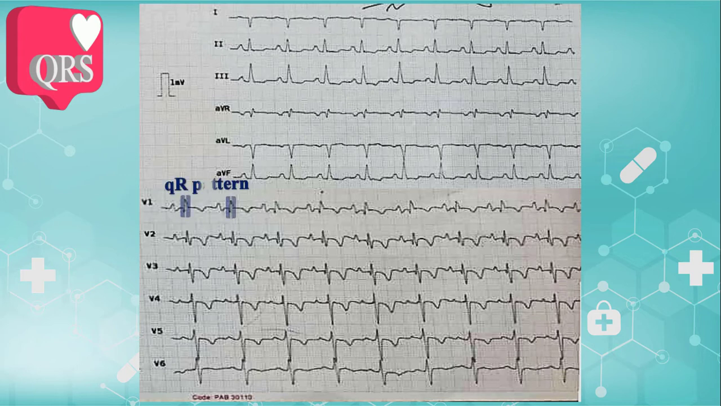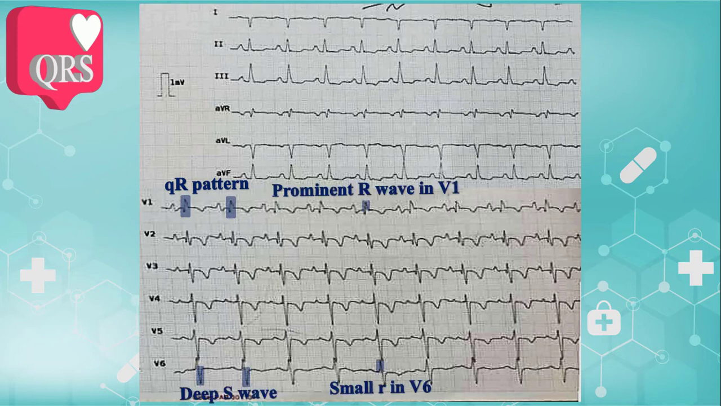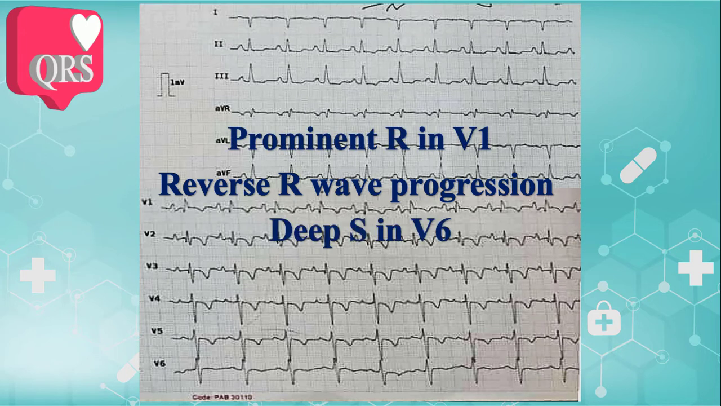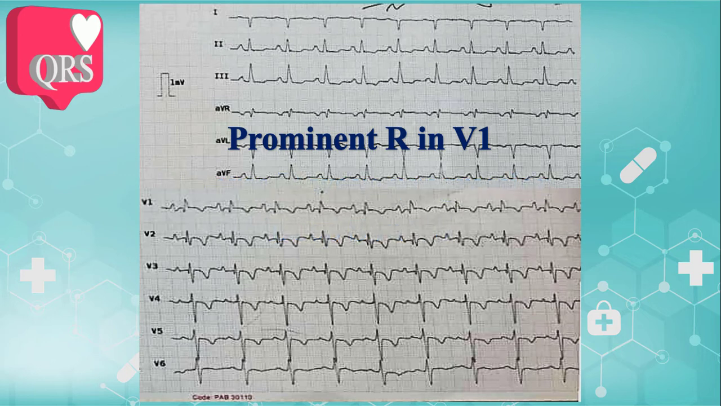There is QR pattern in V1 with deep S wave in V6, R wave is prominent in V1 and small in V6, so the R wave progression is somehow opposite. The complexes are narrow and have normal voltage as well. In summary, reverse R wave progression and prominent R in V1 with deep S wave in V6 are abnormal changes of QRS complexes. Among all abnormal findings in this strip, tall R wave in V1 is the most important.